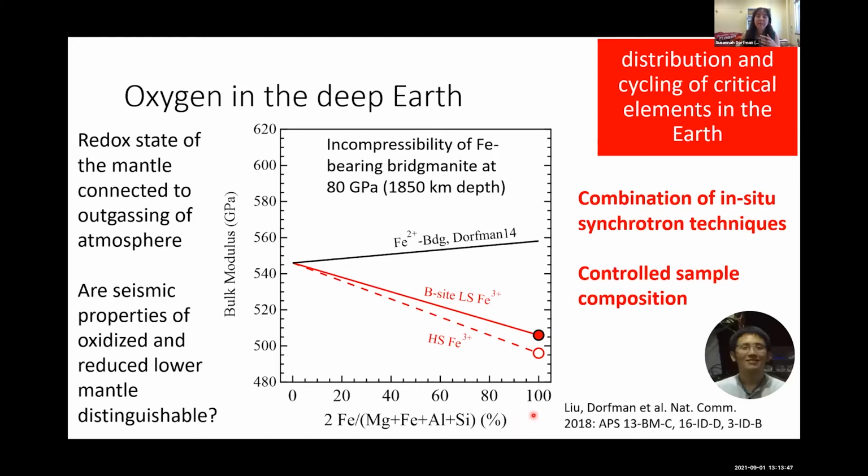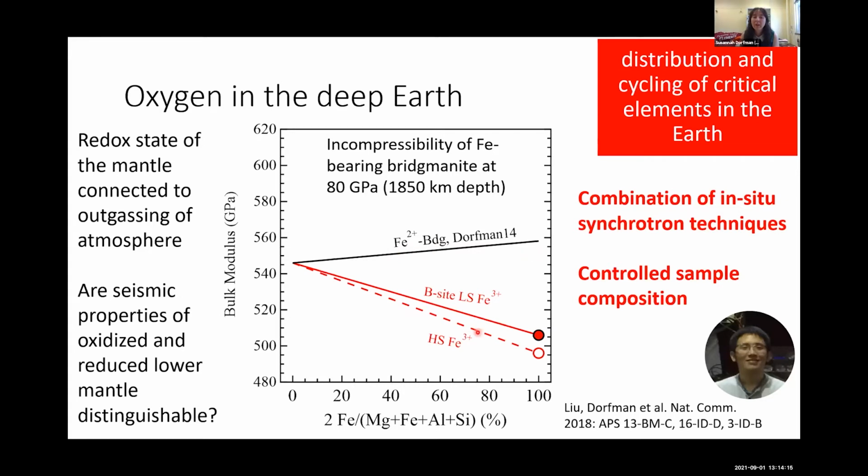And we did by carefully controlling our sample composition, systematically working with ferrous compositions and ferric compositions, and also by working with very iron-rich compositions that helped us to make a tight constraint of the effect of iron on properties such as the bulk modulus. We determined that there is a difference between the effect of ferrous iron and ferric iron on bridgmanite.